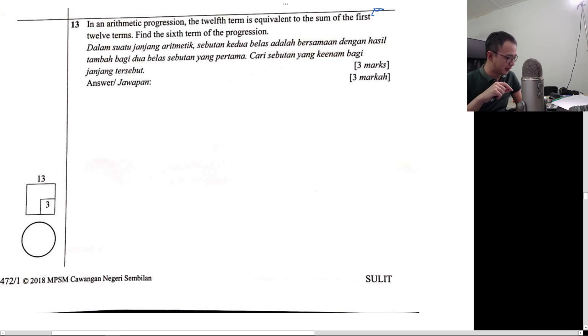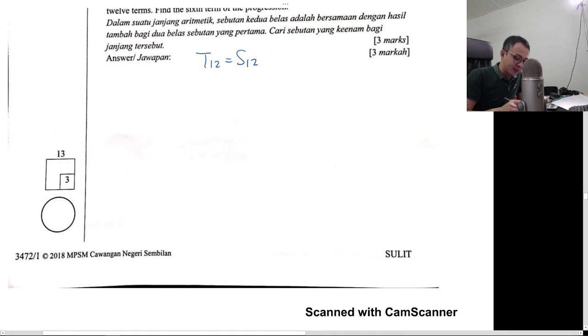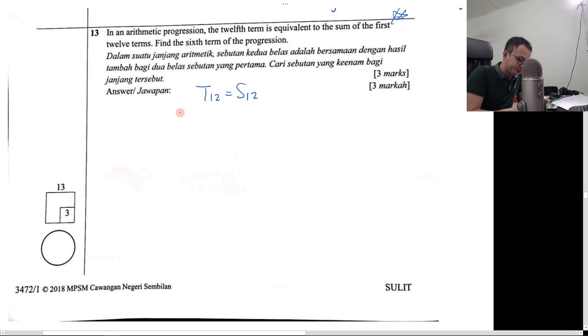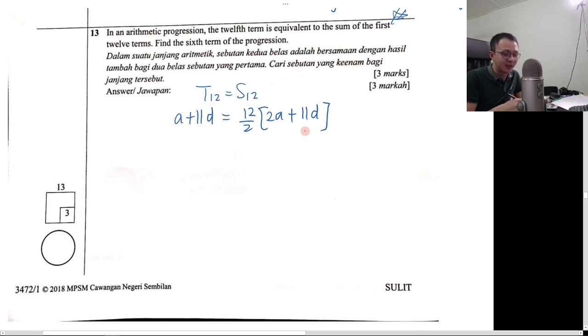Alright, so okay. In an arithmetic progression, the 12th term is equivalent to the sum of the first 12 terms. So that means the 12th term equals the sum of the first 12 terms. Find the 6th term. Alright, so let's apply some formula here. a plus 11d equals n over 2, 2a plus n minus 1 d. This is just a formula. I just apply it into the formula.